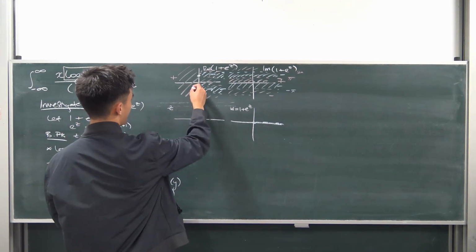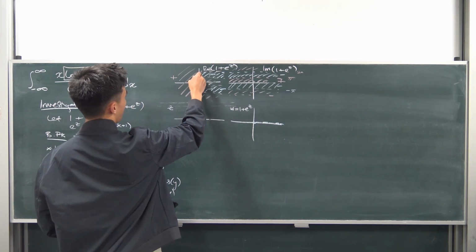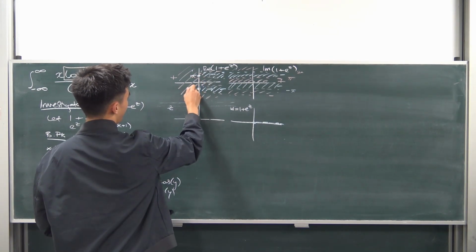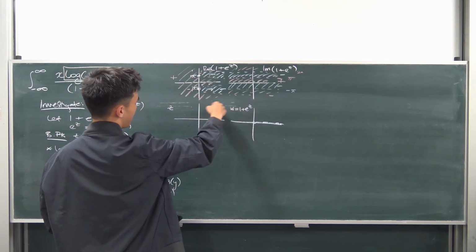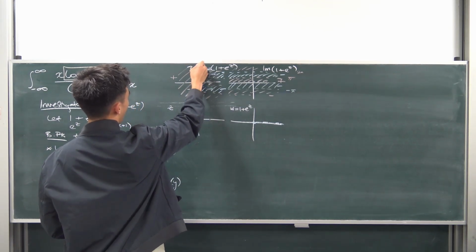And of course this continues at every odd integer multiple of i times pi. So we have i times pi here, then we have negative i pi, and then you'll have another little region at negative 3 i pi, and 3 pi i, and so on.